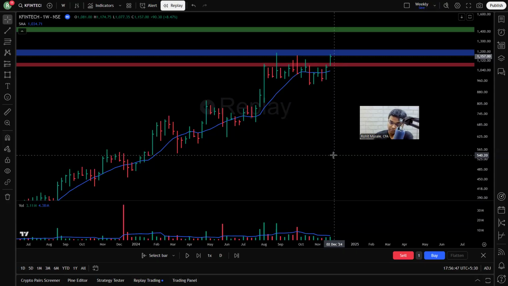For a breakout, the week has to close above the pivot point. If the week closes below the pivot point on high volume, that's a fake out. That is not a breakout. So Wednesday, here you would buy 50 shares.